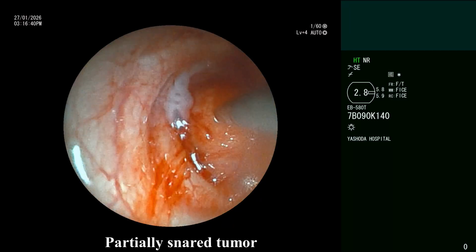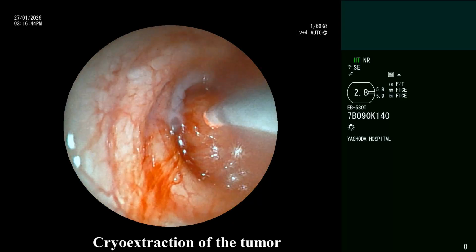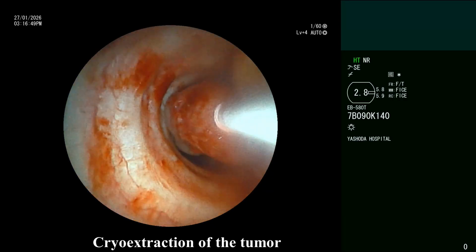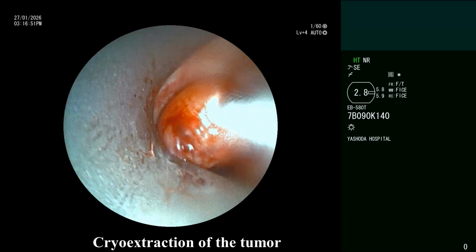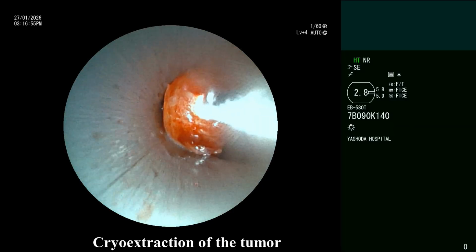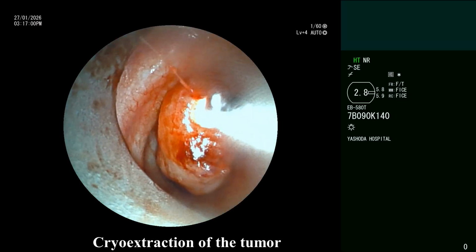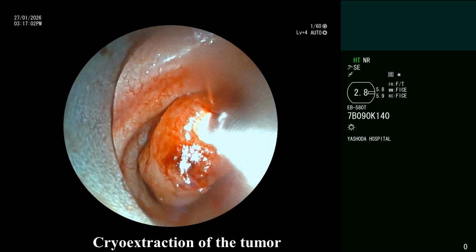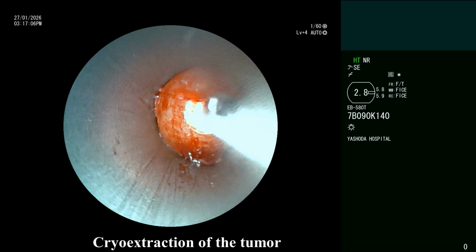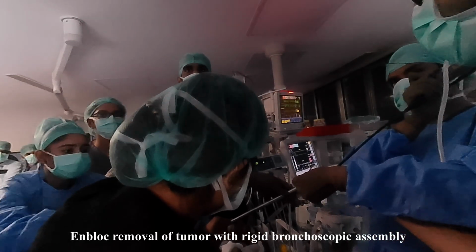But since the tumor was quite big, we were not able to retrieve this tumor through the working channel of the rigid bronchoscope. So en bloc removal of the tumor along with the cryo probe and the rigid bronchoscope is being attempted. Care should be taken to keep the cryo activation on during this process to prevent the tumor from getting dislodged from the cryo probe and re-entering the airway. And also proper precautions have to be taken to handle an airway emergency in case of a bleed.